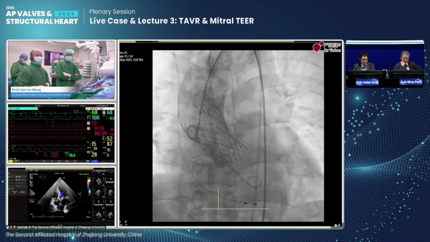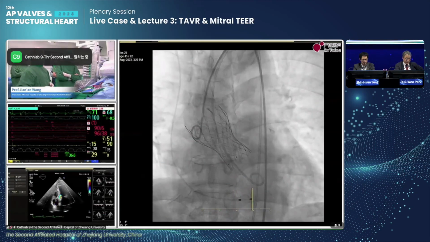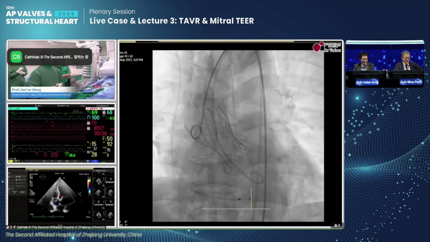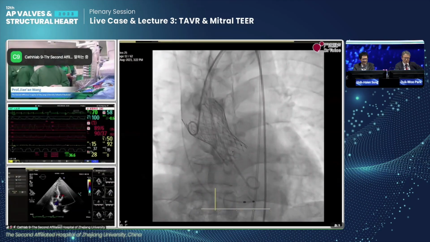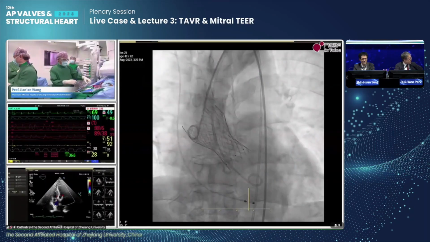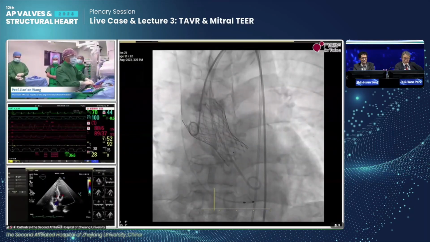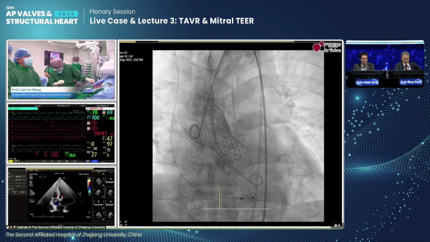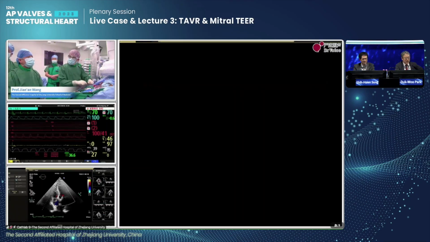Good. Very nice result. I think we have to move to the next case. Mitral case. So I think the result is very excellent. You put the Sapien valve using the cusp overlap view, and he tried three times to reposition to put a high implantation, and the result is excellent. And there is just a mild AR.